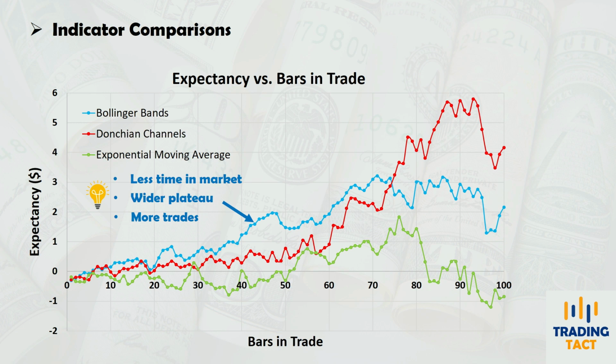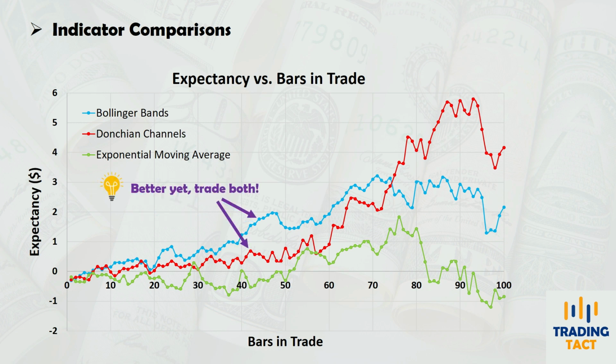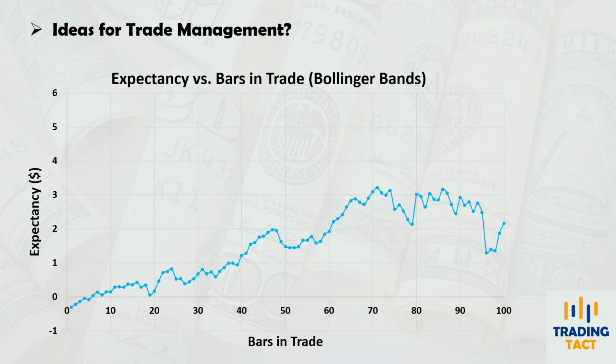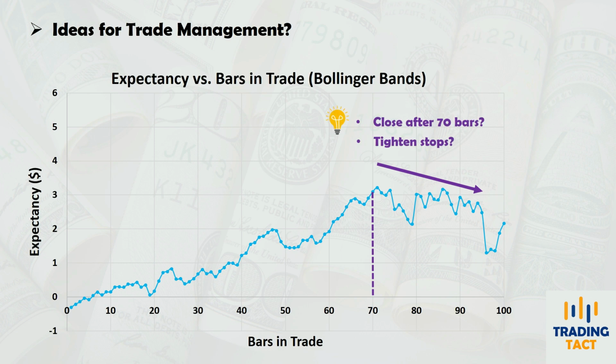Of course, you can select multiple entries, especially if your trading is automated. Portfolio trading is a great way to exploit the advantages of both entries. Bollinger Bands and Donchian channels are conceptually different and tend to produce uncorrelated strategies. Entry selection aside, the relationship between expectancy and holding period can give you some ideas for subsequent trade management. For the Bollinger Bands case, the plateau and eventual fall in expectancy after 70 bars indicates that trades should be closed by that point. You may wish to include some sort of time-based exit in the final strategy, or tighten your stops at that point.